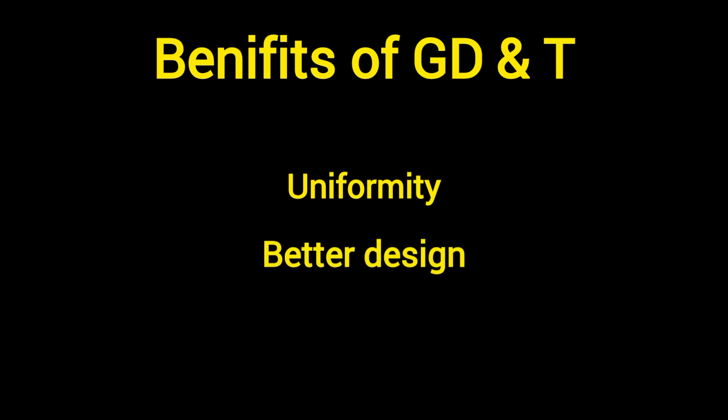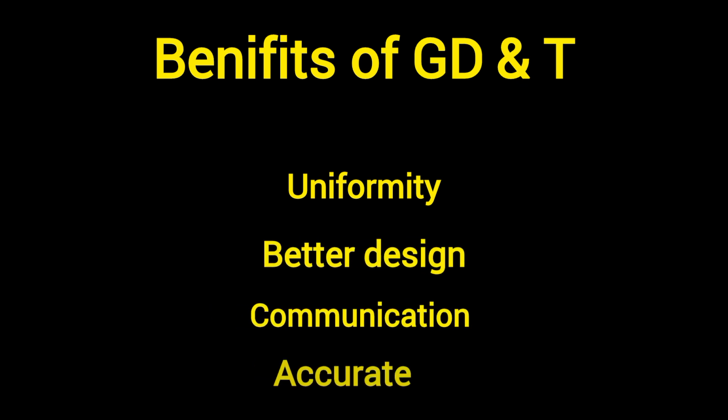So what actually is the benefit of using this GD&T? It provides uniformity in drawing, better designs, improved design communication, and improved design accuracy. Whenever a mechanical design engineer who is working independently or in some organization or any manufacturing industry designs some mechanical part, he will give that part to the technician who is actually going to make that part on some machine such as lathe machine, milling machine, or any other machine.